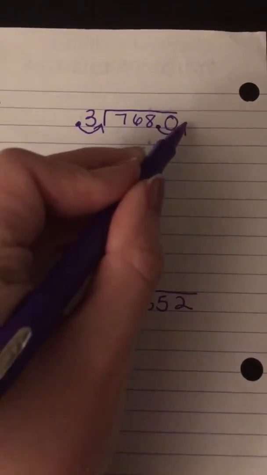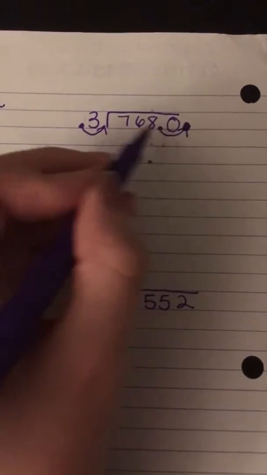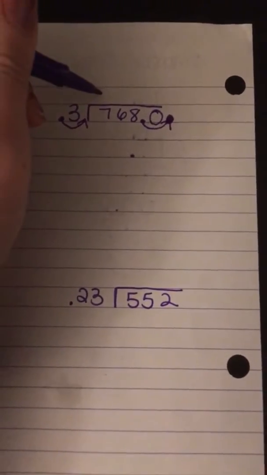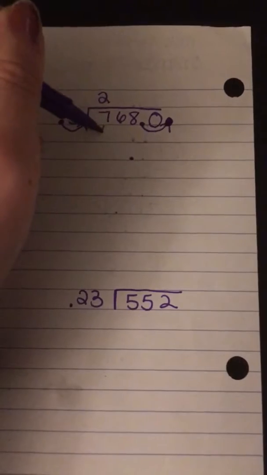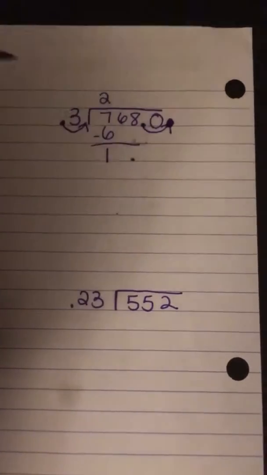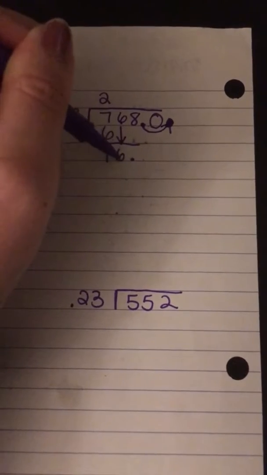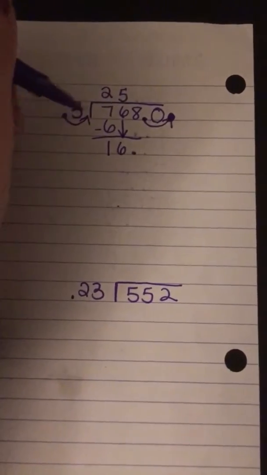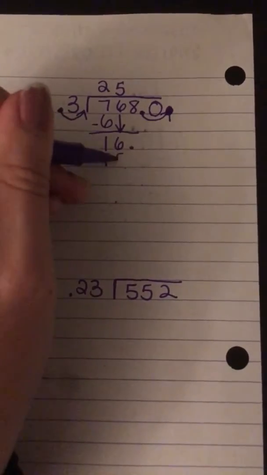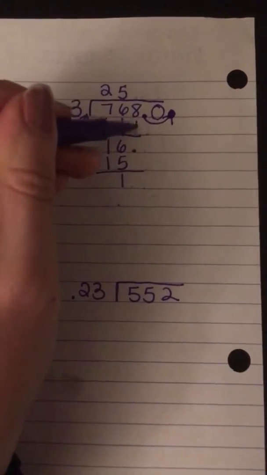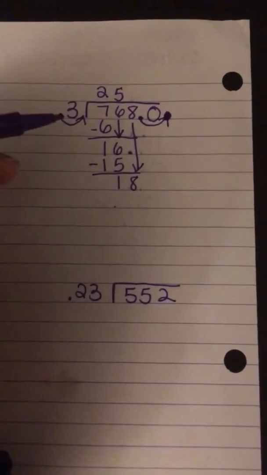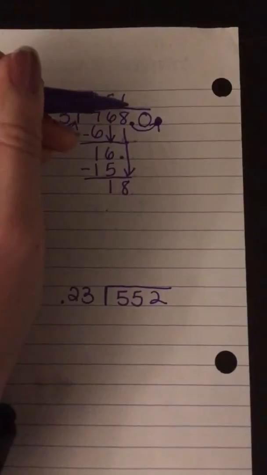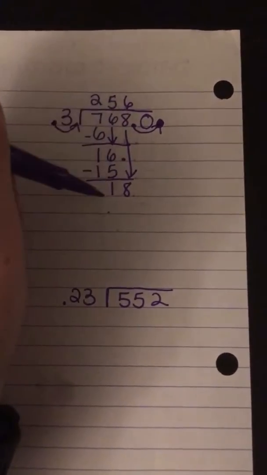Okay, so now here's my new big beautiful decimal. These guys no longer exist. 3 goes into 7 twice. 3 times 2 is 6. Bring it on down. Start all over. Can 3 go into 16? Yep, 5 times. 3 times 5 is 15. Bring it on down. Do it all over again. Can 3 go into 18? Yep, 6 times. 3 times 6 is 18.